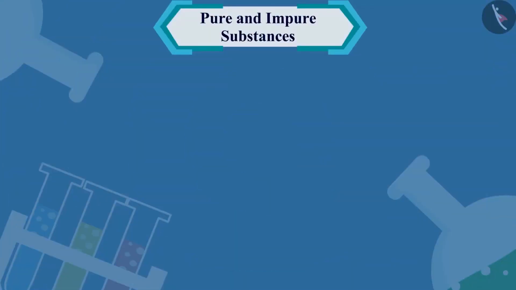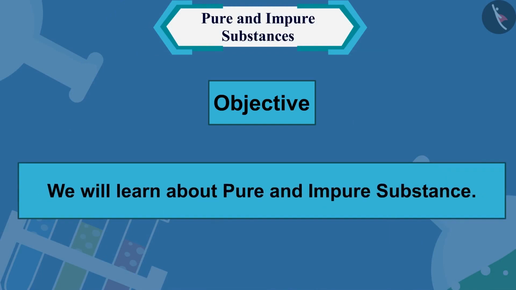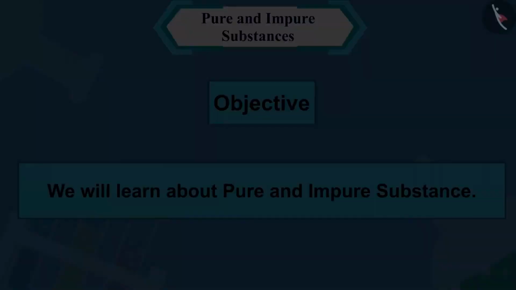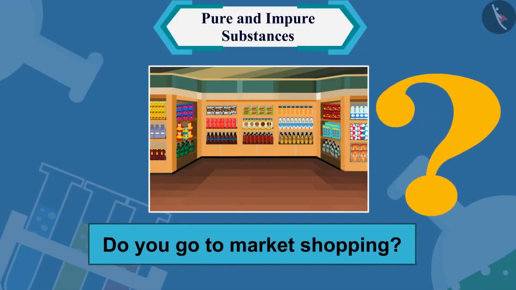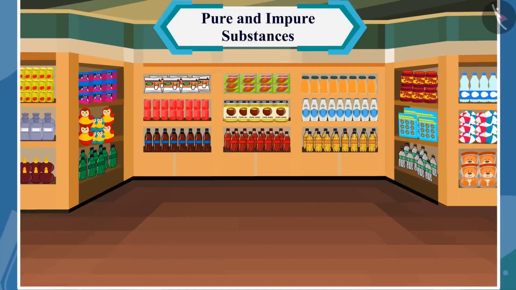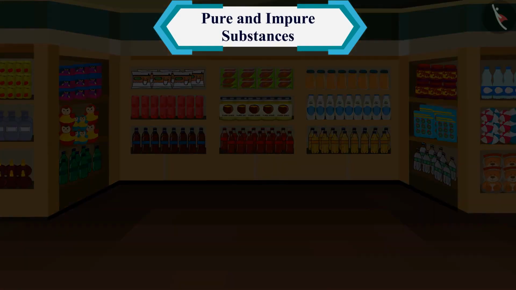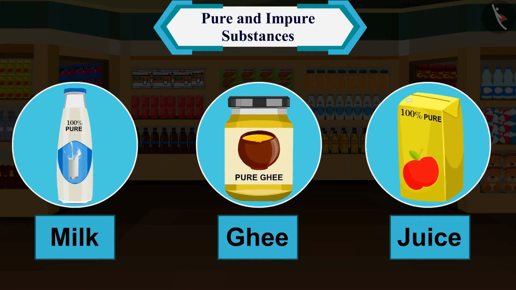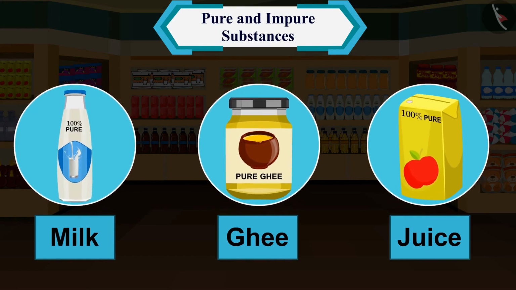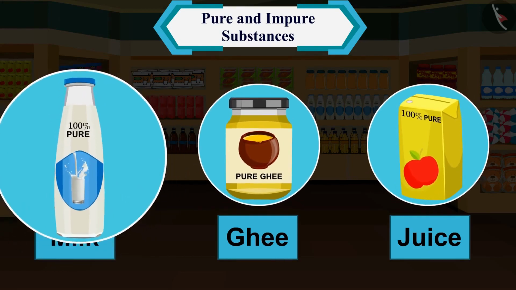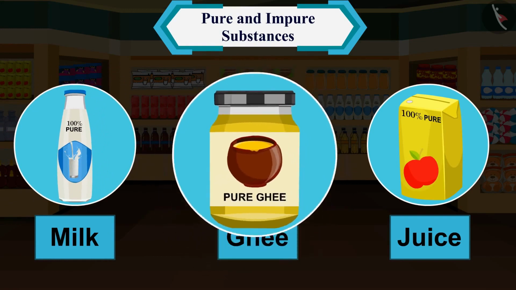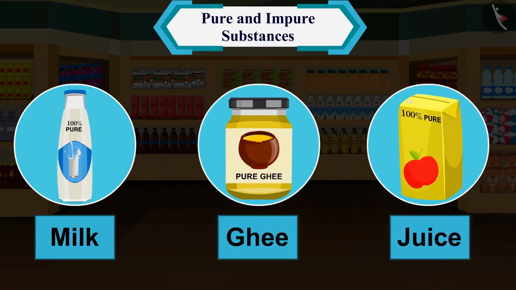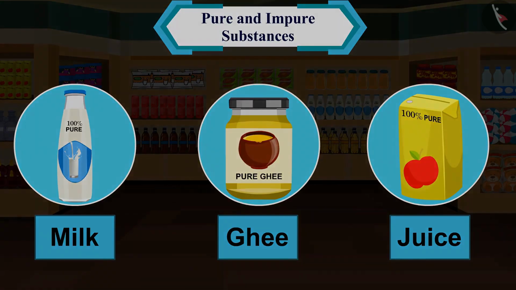Today, in this video, we will learn about pure and impure substances. Do you go to the market for shopping? If you look closely at the cartons of milk, ghee, juice, etc. that are being sold in the market today, you will find "100% pure" or "pure" written on all the boxes.